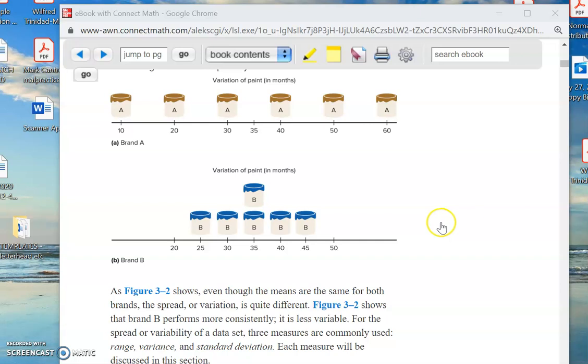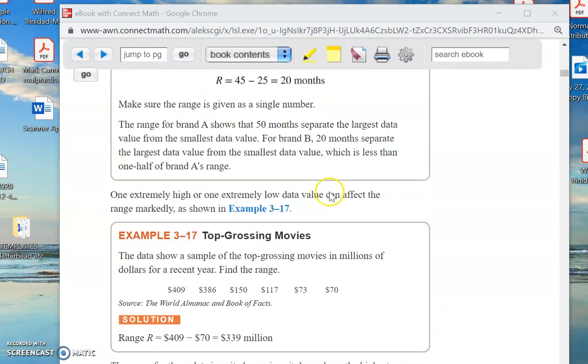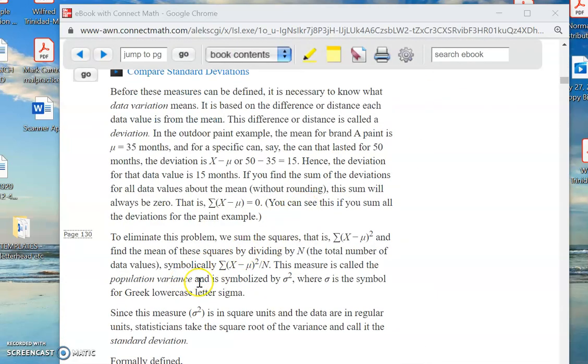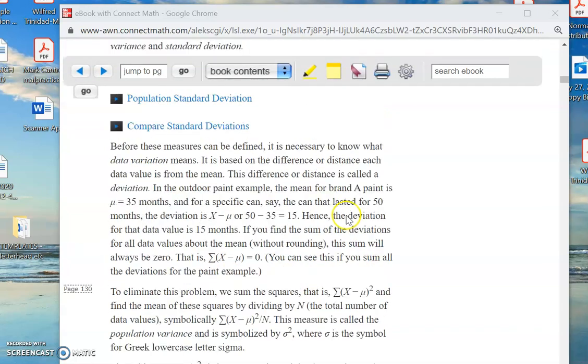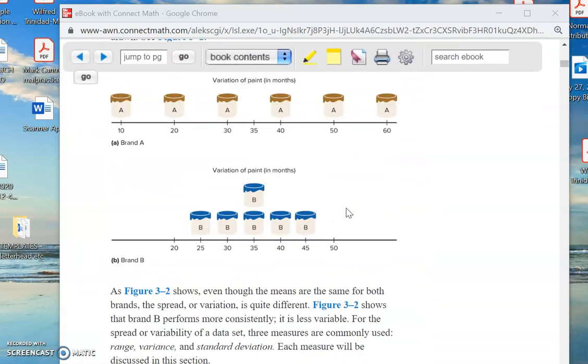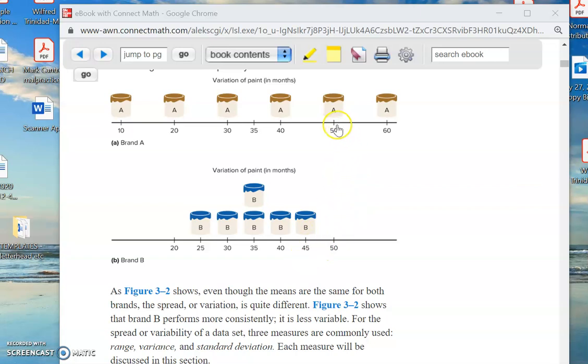And let's take a look here. So like this data point here, 50 take away 35 is 15. Okay, so that's the x take away mu. Let me see how he writes that. Yeah, x minus mu. All right. So the data point is x. So for 50, x minus mu is 50 take away 35.